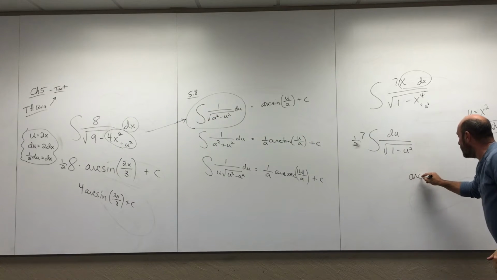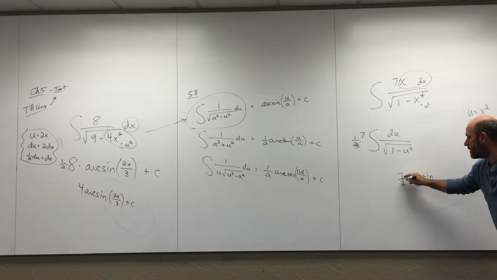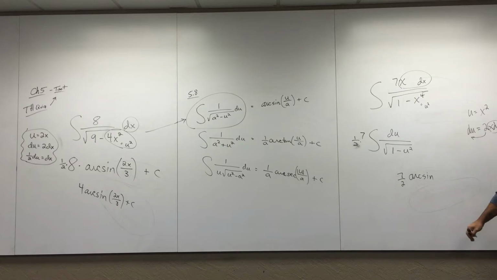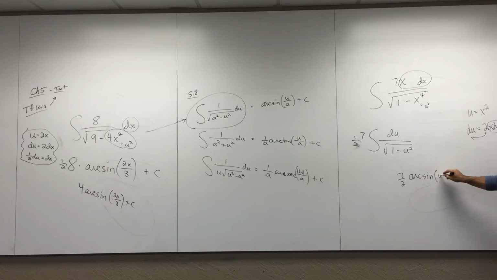So it's the arc sine. It does have a 7/2 out front. But it's the arc sine of u over a, and the a is a 1. And so it's just the arc sine of u, u over 1. So there we are. We're done. I say we're done, but you should always plug back in what u is. u is x squared.